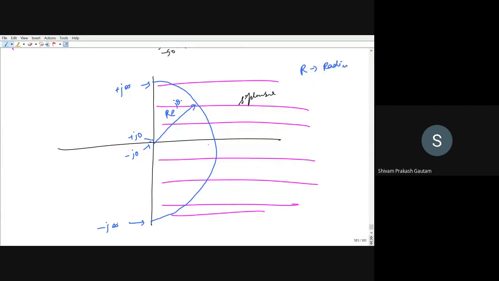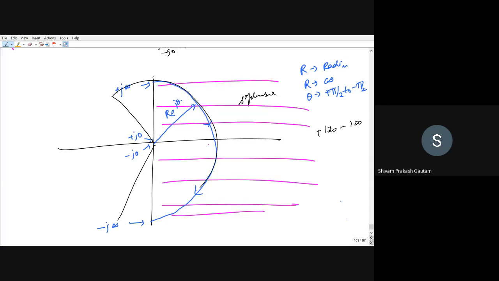And if I want to cover the whole of the right hand side, what do I have to do? I have to make r infinity. Then only will I be able to cover the whole of the right hand side. And what is the angle? It should be from plus 90 degree to minus 90 degree, right? If you have doubts about why it is from plus 90 to minus 90, you can just see in the figure itself. Suppose you want to take it from plus 120 degree to minus 120 degree, then the semicircle will become like this.